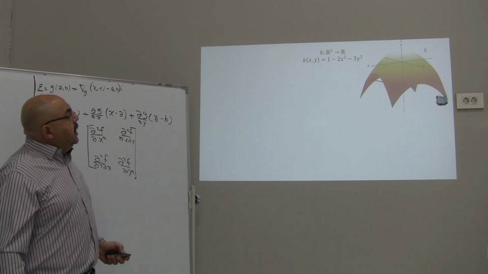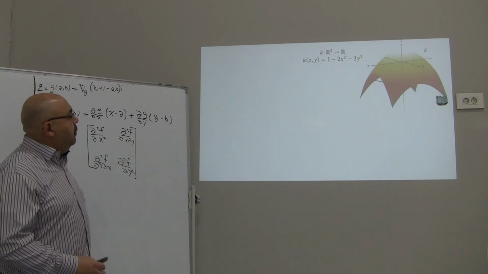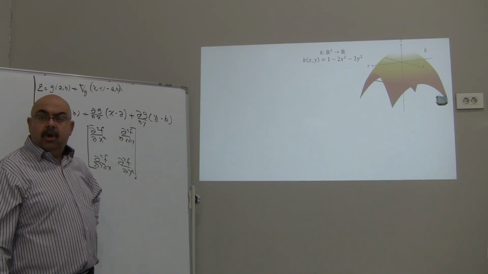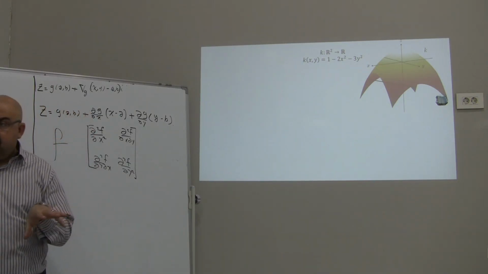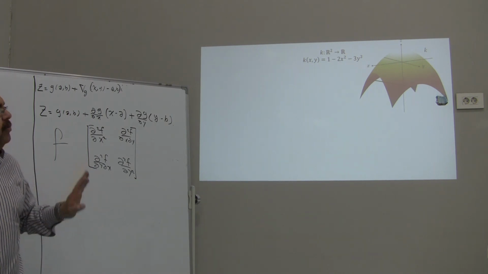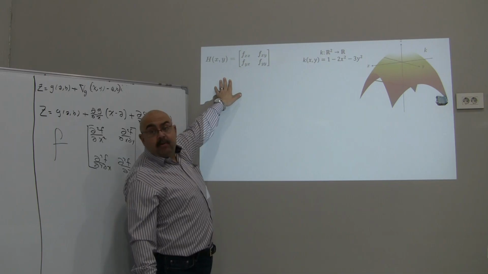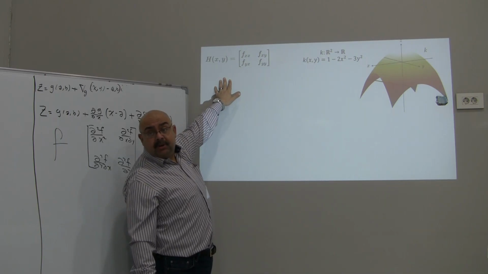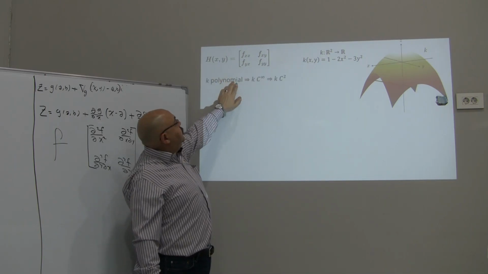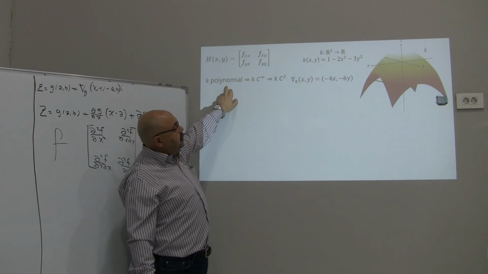Okay. Here I have this function, which is 1 minus 2x squared minus 3y squared. Also, I want to check the type of the convexity related to this function. So I will evaluate the Hessian matrix once more. Differentiate with respect to x, differentiate with respect to y.